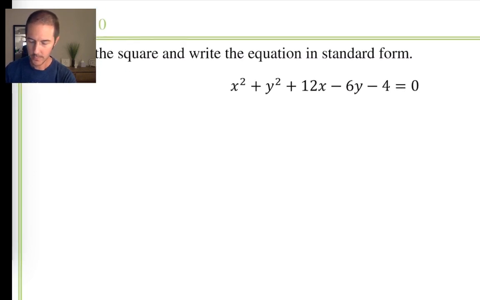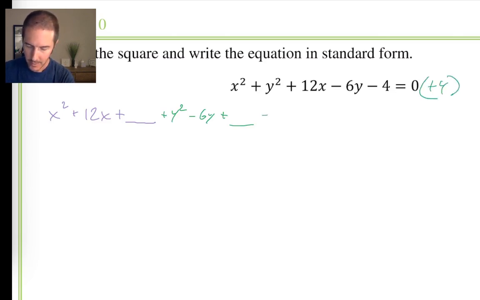So the first thing I'm going to do is I'm going to write my x squared plus 12x, and then I'm going to add something. And then for my y values, I'll have plus my y squared and minus a 6y, and then I'm going to add a little something else. And then I'm going to add 4 to both sides of this equation so that this equals positive 4.